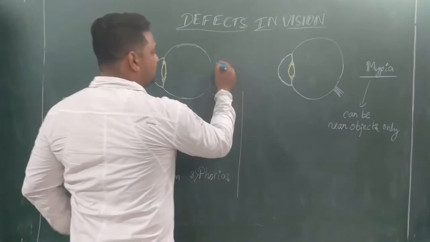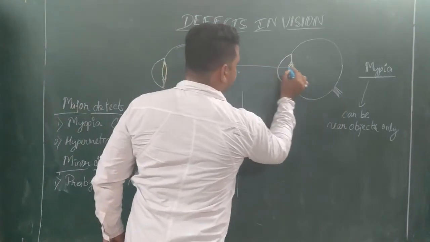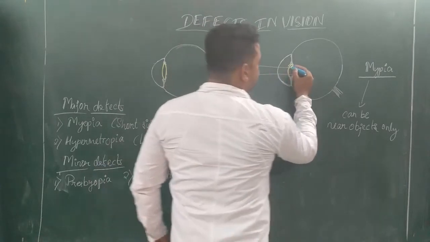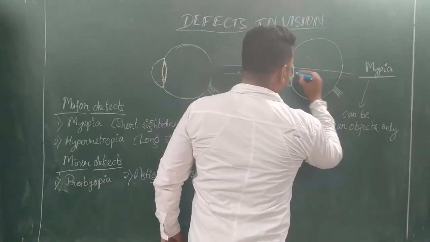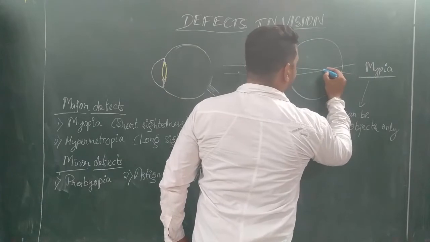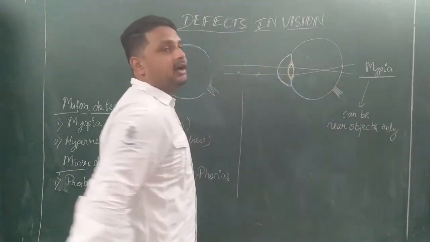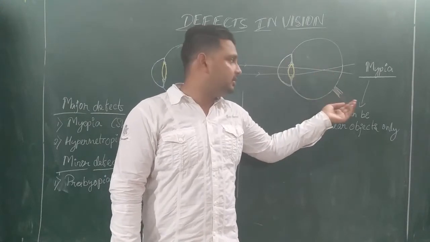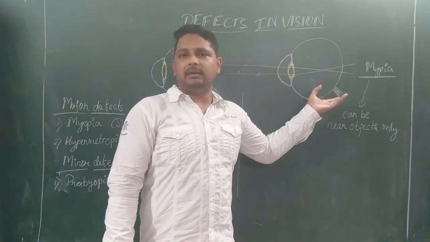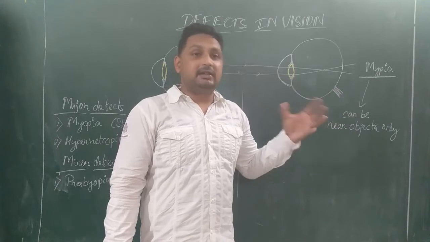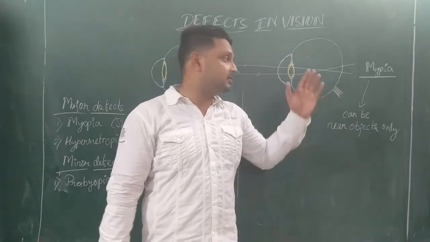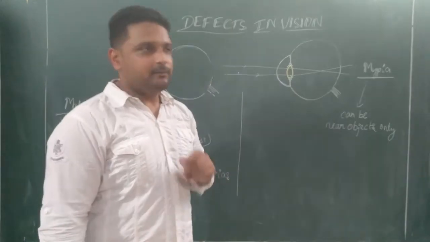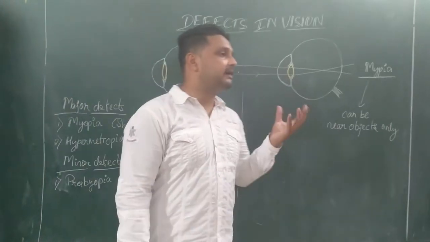If an object is beyond this point, the light coming from the farthest point, the refracted ray in this case, will intersect before the retina. Since the image is formed before the retina, the optic nerves cannot detect the image, so the brain also cannot sense it. That's why the myopic person can't see distant objects. Understood? Now the question is, how can we cure it?